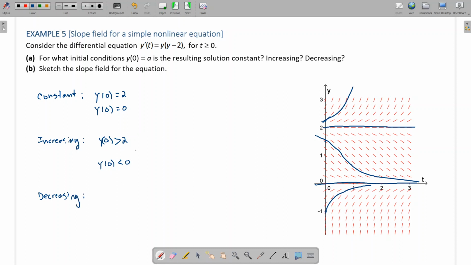All right, decreasing. Decreasing is on this interval right here, so that would be if your y of 0 is somewhere greater than 0 but less than 2. All right, and that summarizes those 3 cases.